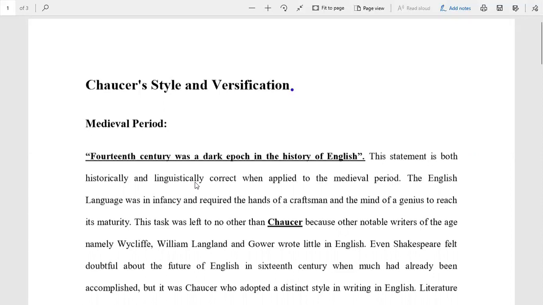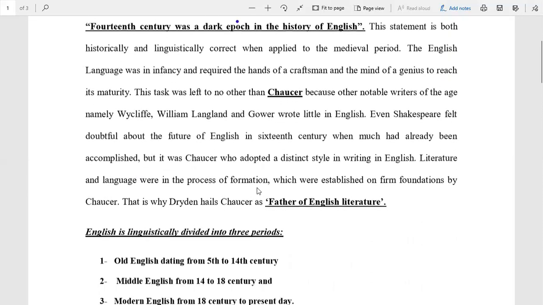Let's take a start. 14th century was a dark epoch. Epoch means era, age. In the history of English, this statement is both historically and linguistically correct when applied to the medieval period. The English language was in infancy and required the hands of a craftsman and the mind of a genius to reach its maturity. This task was left to no other than Chaucer because other notable writers of the age, namely Wycliffe, William Langland, and Gower, wrote little in English. Even Shakespeare felt doubtful about the future of English in the 16th century when much had already been accomplished.